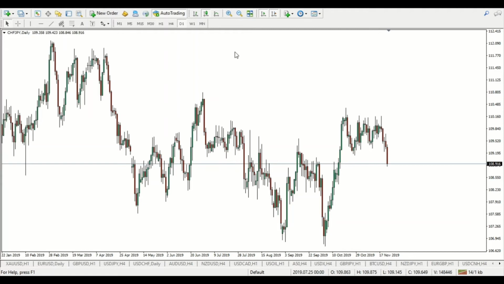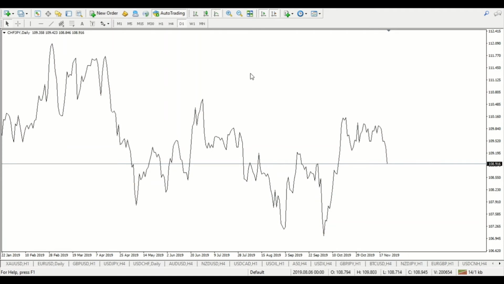So let's get started. Instead of using the bar chart, I would suggest you look into the line chart over here. Using a line chart, you can easily identify the support and resistance, where you can start to find the same points at a similar level.